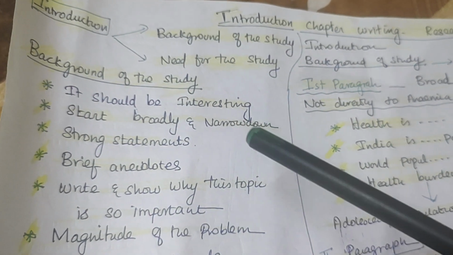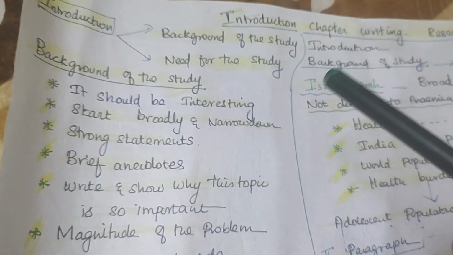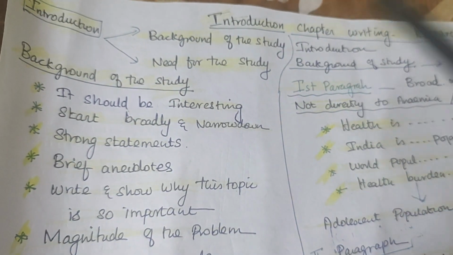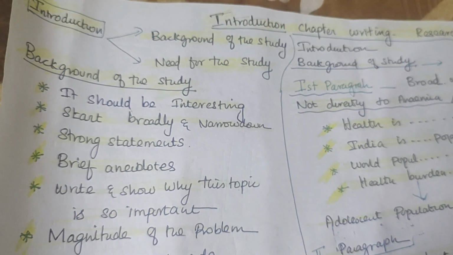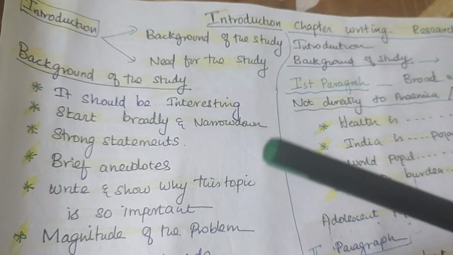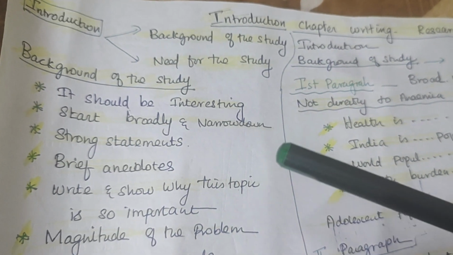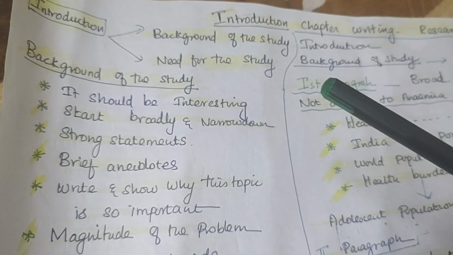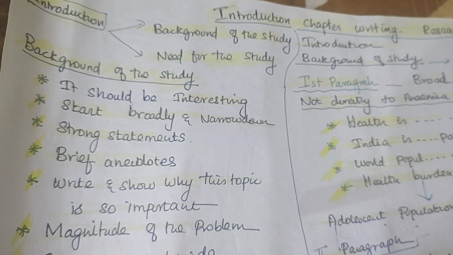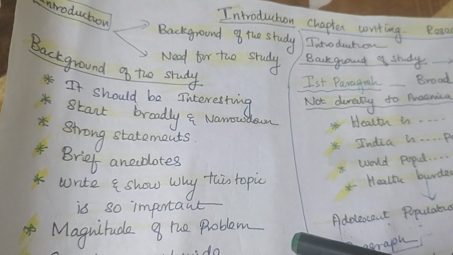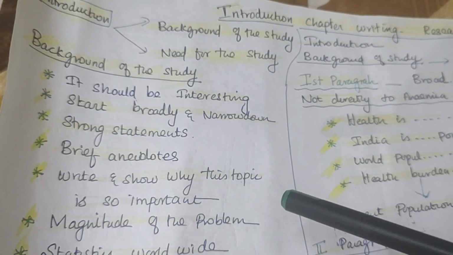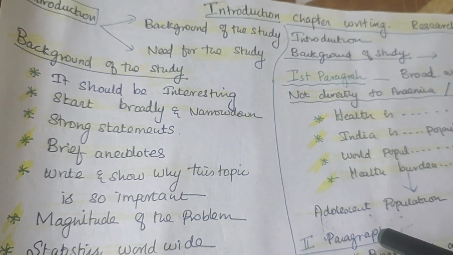First thing, we will see the background of the study. In the introduction or background, if you want, you can give a quote, like "prevention is better than cure," or some title or quote; that's up to your wish. When you start to write, remember you have to start in an interesting manner. It should start broadly and then narrow down. Strong statements can be used and brief anecdotes also can be used. You can write and show why the topic is so important.